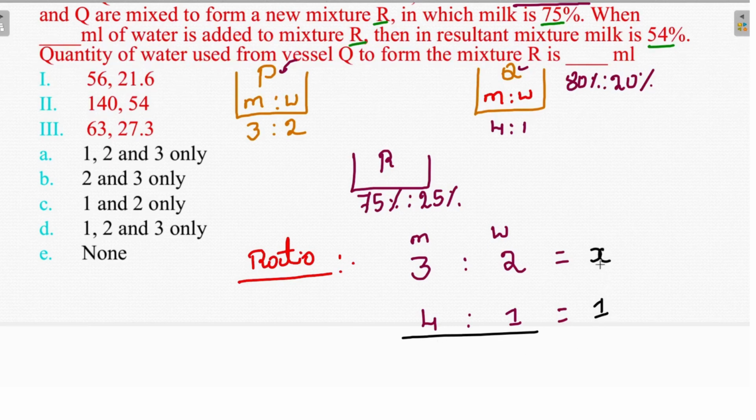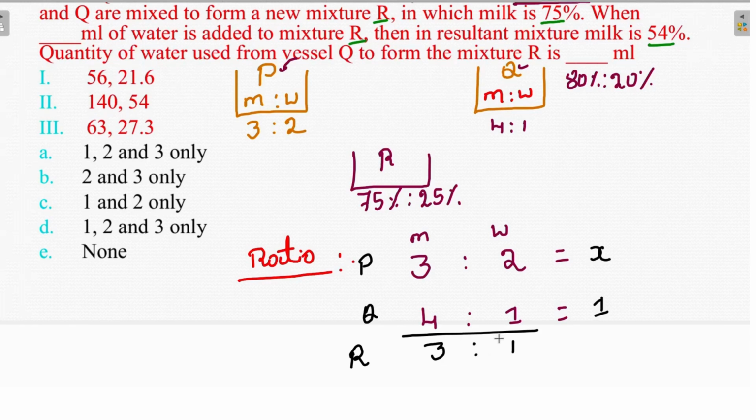After mixing in the ratio x is to 1, I will get milk as 75% in our vessel R. Vessel R will be P plus Q. It is P, it is Q. After mixing, in vessel R milk will be 75%, which means water will be 25%. 75% is to 25%, the ratio will be 3:1.